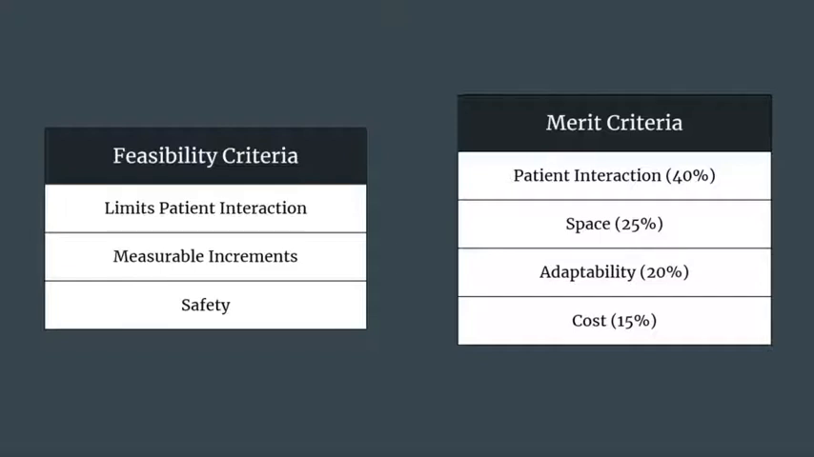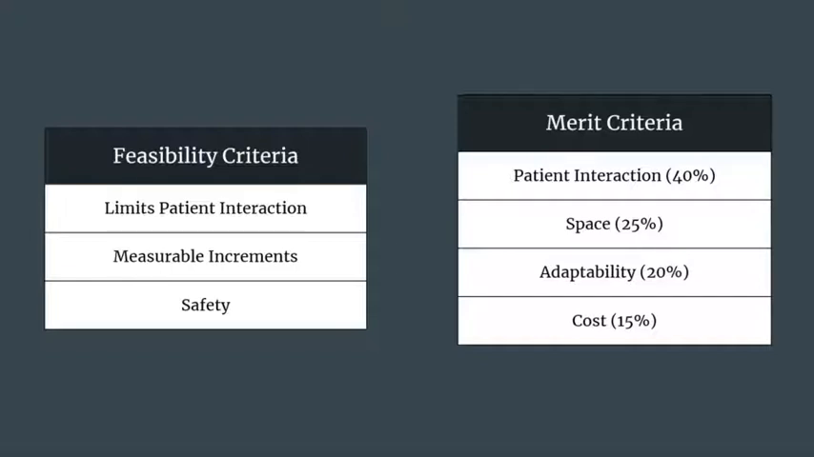Measurable increments, like I said before, we need the device to turn in specific increments so that the orthodontist can keep track of the progress. And then obviously the device needs to be safe, as this would be going into the patient's mouth. And for the rest of the merit criteria, there is space, adaptability, and cost.